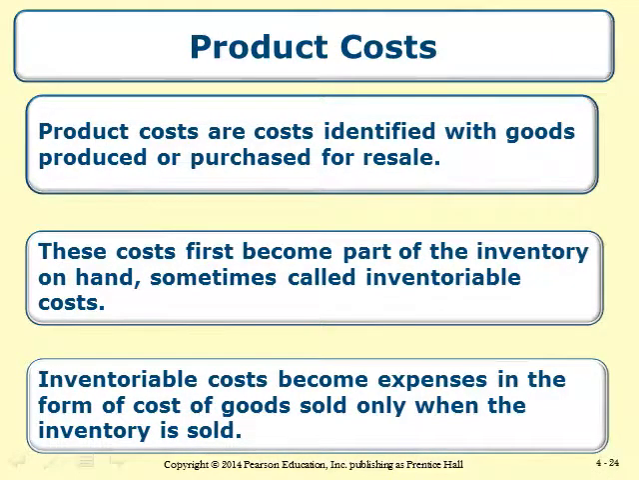And so product costs are costs identified with products manufactured or purchased for resale. In a manufacturing company, product costs include direct materials, direct labor, and indirect production costs. These costs first become part of the inventory, thus we sometimes call them inventoriable costs. These inventoriable costs become expenses in the form of cost of goods sold when the company sells the inventory. So these are product costs, right, versus the manufacturing cost, okay?